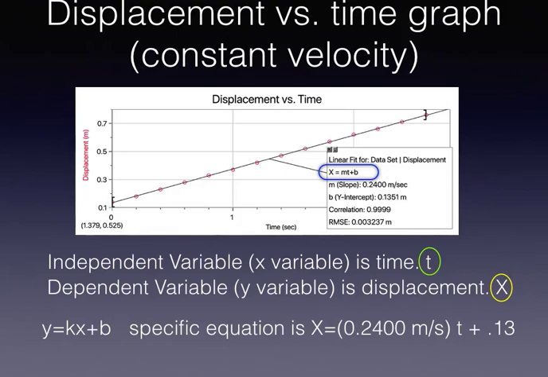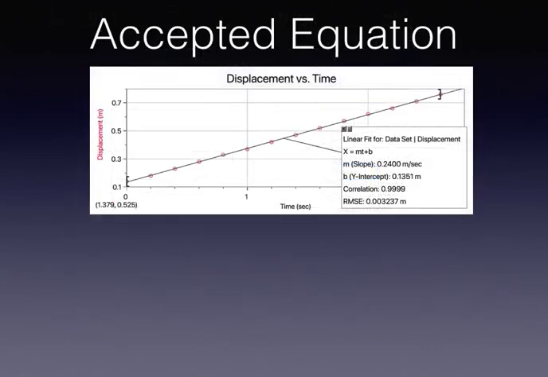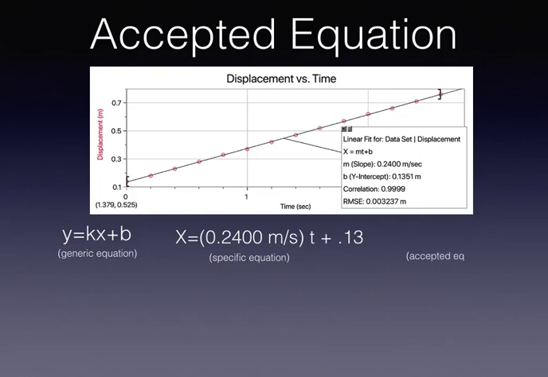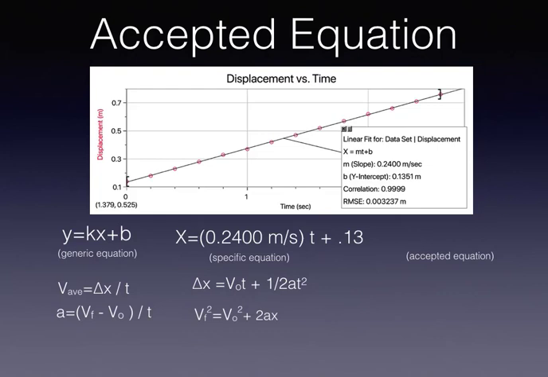Now let's see about the accepted equation. We already have the generic and specific equations. We're going to compare that to our known equations describing linear motion. These are: average velocity is equal to the change in displacement divided by time; acceleration is equal to final velocity minus original velocity divided by time; change in displacement for an accelerating object is equal to the original velocity times time plus 1/2 at squared; and final velocity squared is equal to original velocity squared plus 2ax.